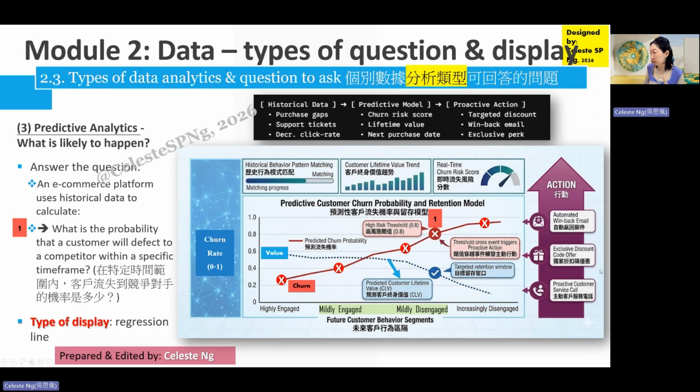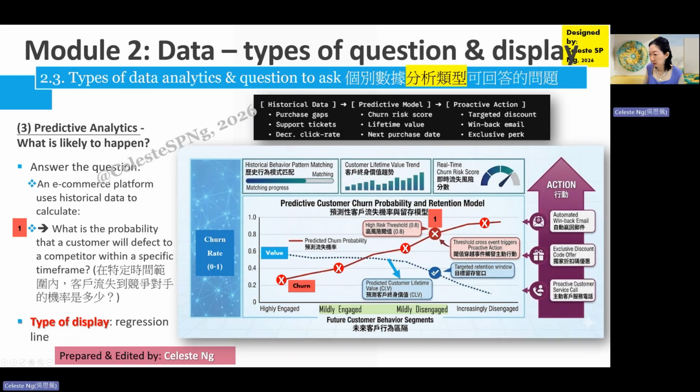An automated win-back email, sending the customer an email telling them something, any special offer, or you provide an exclusive discount code offer to this type of customer. If your company thinks that at a churn rate of 0.8 action must be taken, then do something. The action could be any of these, or you can do a proactive customer service call. And then here, the blue dotted line represents predicted customer lifetime value.